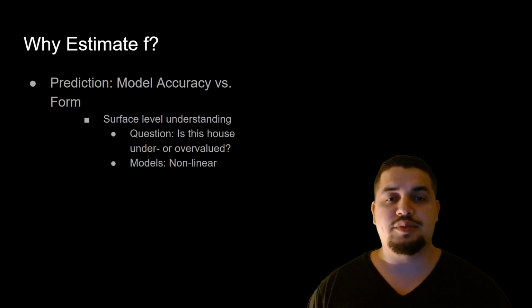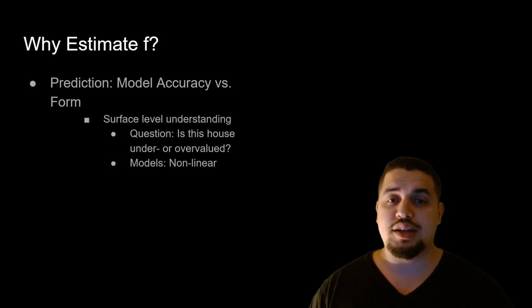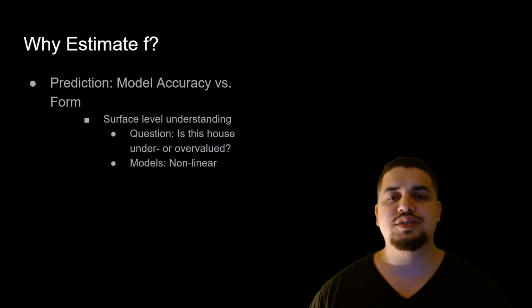The first reason for estimating f is for prediction, where the inputs x are known, but the output y is not directly observable. A prediction-focused approach is useful for a surface-level understanding. In prediction, since the error term averages to 0, we predict y using y hat equals f hat of x. In this case, f hat is often treated as a black box, focusing on accuracy rather than the model's form. Prediction deals with questions such as, is this house under or overvalued? These questions focus on accurately estimating outcomes based on the available data. For prediction, nonlinear models are often favored for their ability to capture complex patterns.